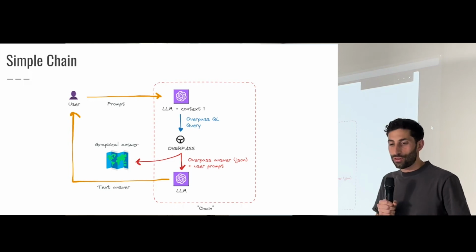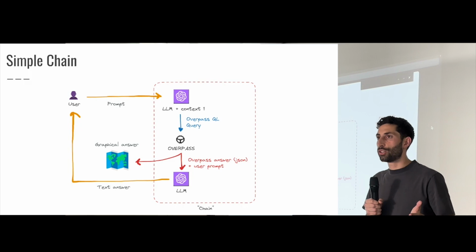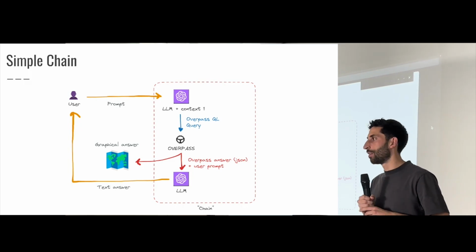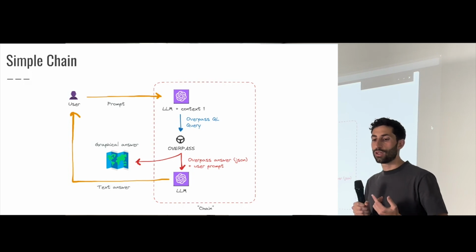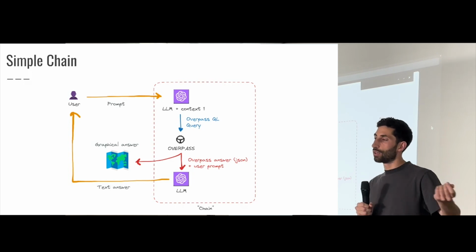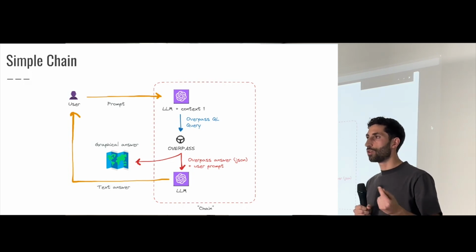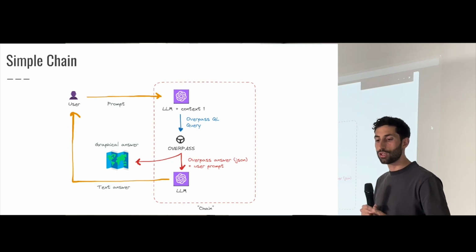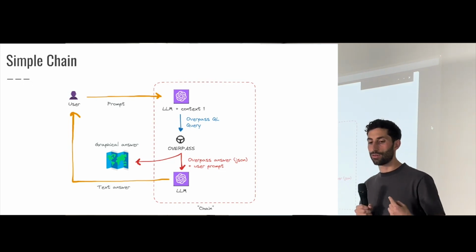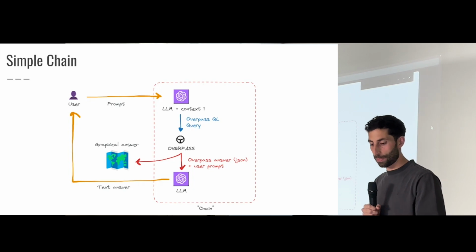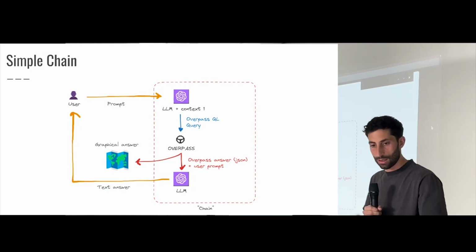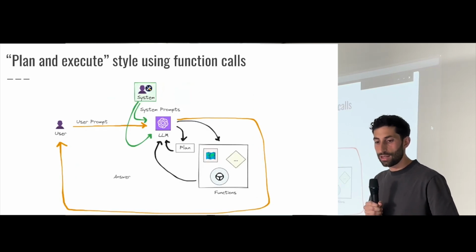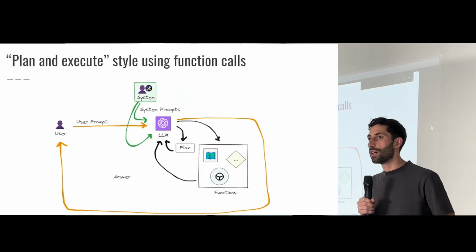Our first attempt was a simple chain. So basically chaining 3 steps where the user gives a prompt to the language model. The language model receives some additional prompts on what to do with the message, and creates an Overpass query, gets the result, and gives an answer. And the second approach we tried is a plan and execute style agent.